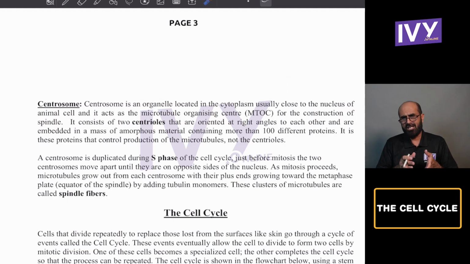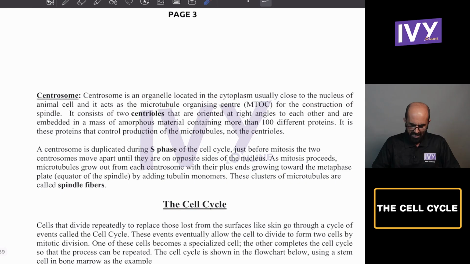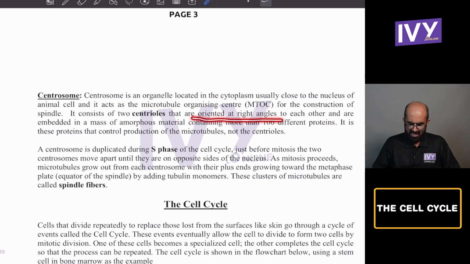So it's suggested that it's better to say that centrosomes are involved in the spindle formation rather than to say that the centrioles are involved in the development of spindle fiber. So instead of saying centrioles are involved, it's better to say centrosome, because centrioles are inside the centrosome. It consists of two centrioles that are oriented at right angles to each other, as you were told in chapter 1, and are embedded in a mass of amorphous material containing more than 100 different proteins. So it's a mystery.